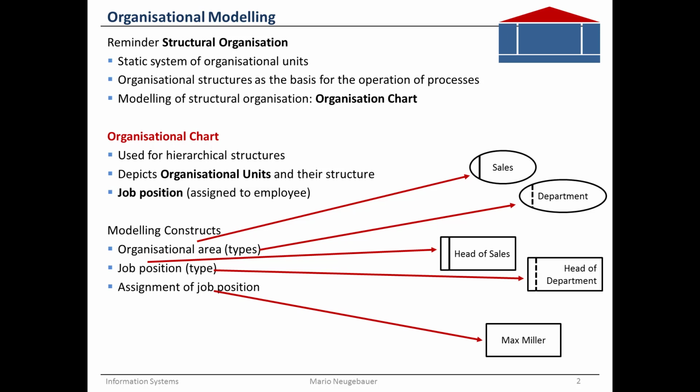And why is this structural organization important? Somebody has to execute the processes. Somebody has to fulfill the activities, to perform the activities. Somebody has to do the processes in the organization, and therefore we also need to model these departments, these persons, these job descriptions who are responsible for the operation of the processes. They are responsible for the processes.